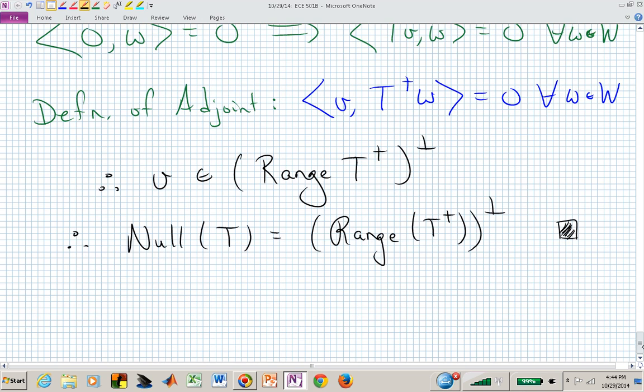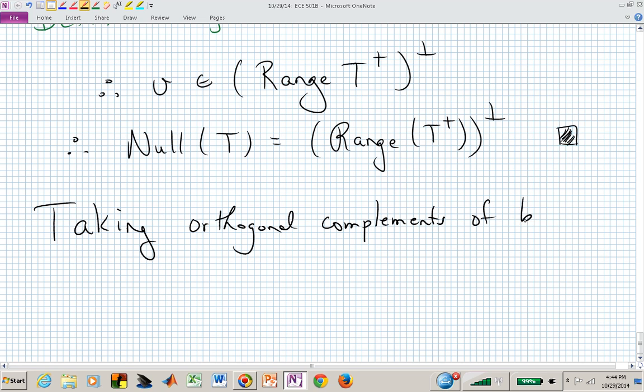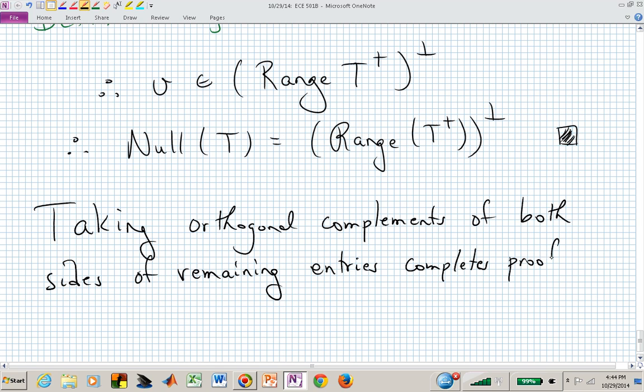What I'm saying is by showing or proving 2 and 3, we have actually shown all 4 because we can take orthogonal complements of both sides of the remaining entries. That completes the proof.